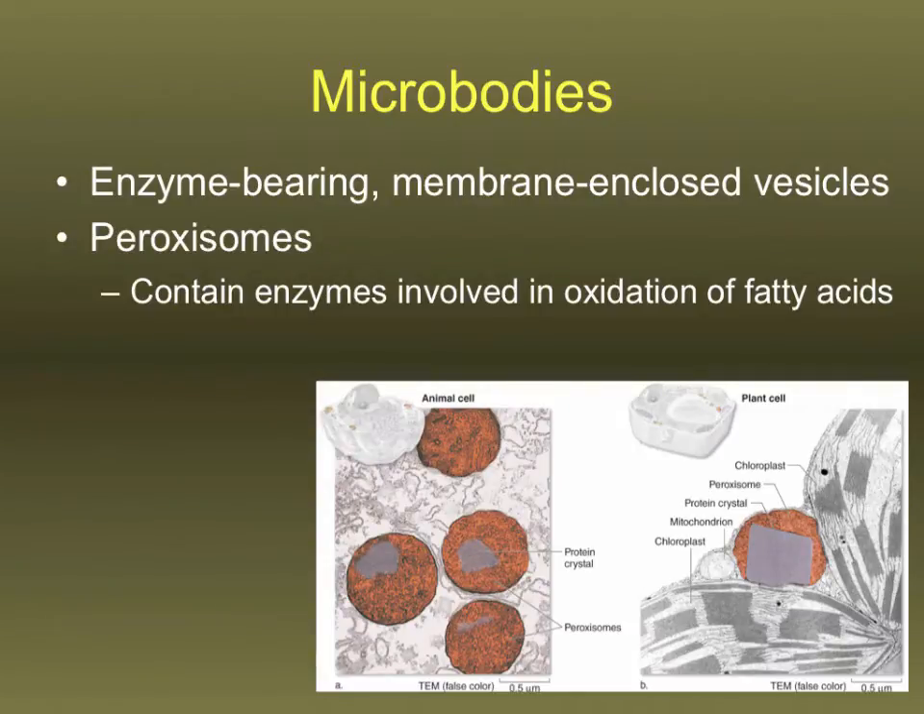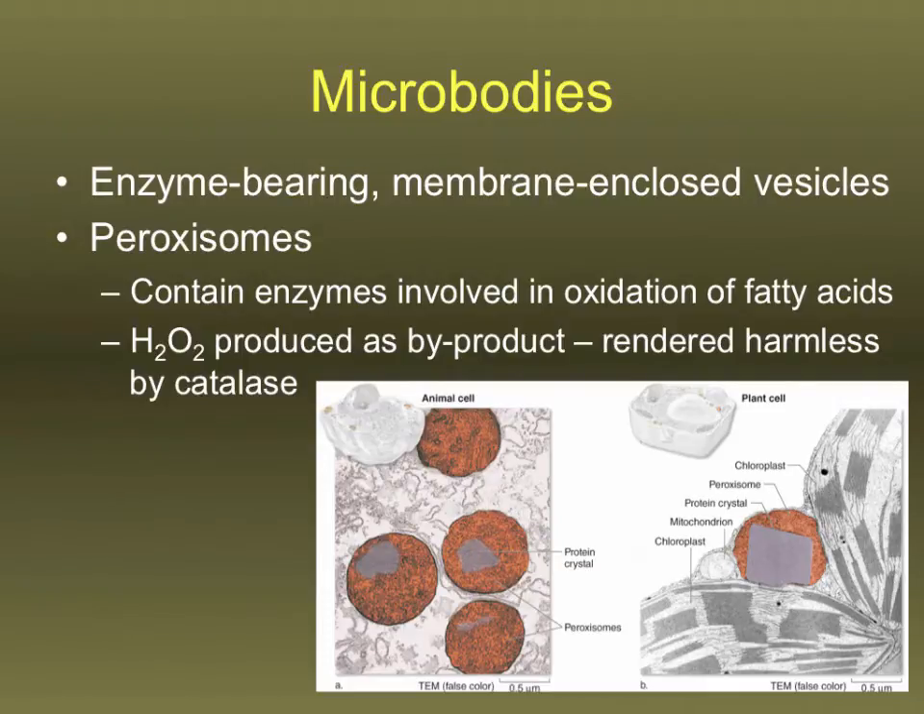Now, microbodies, there isn't just one category of microbody. There are lots and lots of different kinds of microbodies. One of them is called the peroxisome. And peroxisome, again, one type of microbody, is one that contains a substance called catalase, which is an enzyme that helps break down something called hydrogen peroxide.